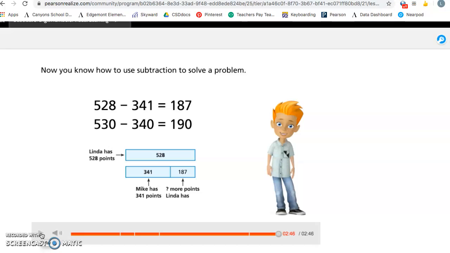So third graders, just remember when you are subtracting to regroup, you must start in the ones place, and remember if the top number is smaller than the bottom number, you need to borrow from the digit to the left of that number. So please take your time and double check your work, and I'm excited to see how you do. Good luck.